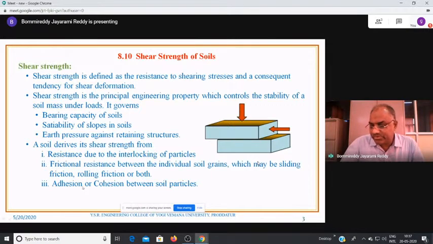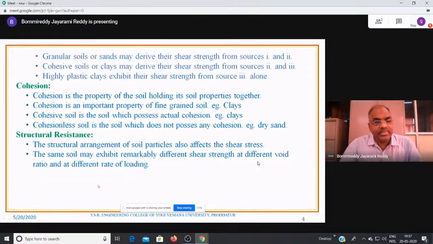And in most cohesive soils, only the cohesive property will give the shear strength for the soil. And now you know what is cohesion. Cohesion is the property of the soil holding its particles together. So all small particles of the soil will hold, and that property is called cohesion. Cohesion is an important property, particularly in the fine grained soils. Cohesive soils possess actual cohesion.